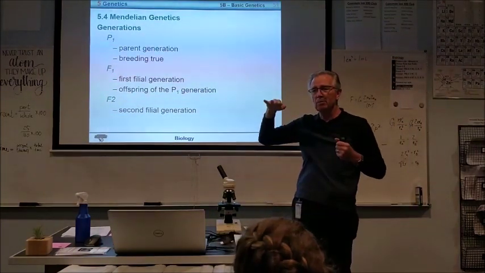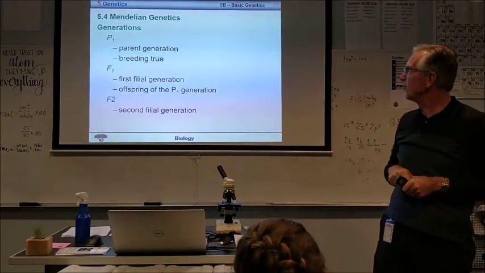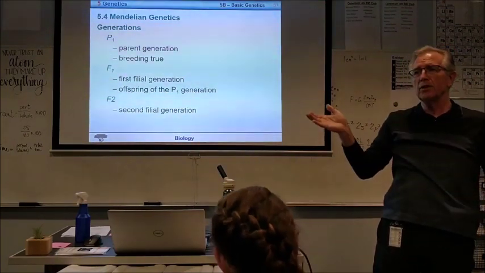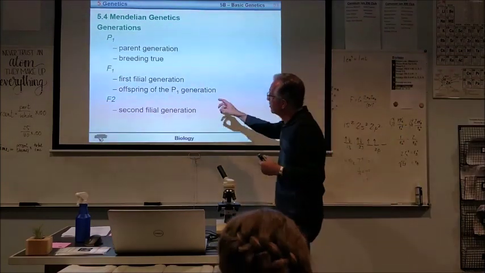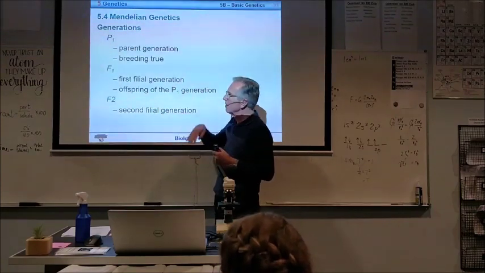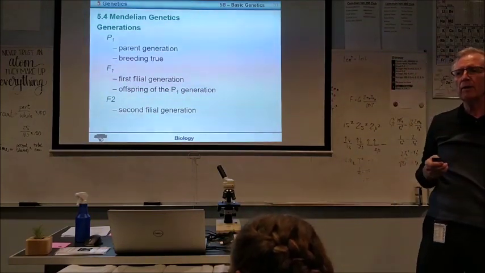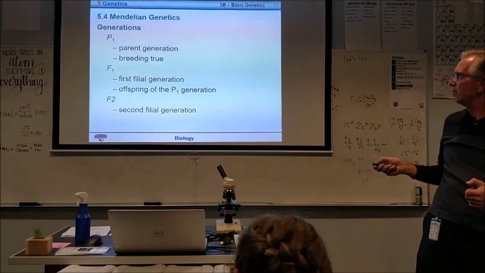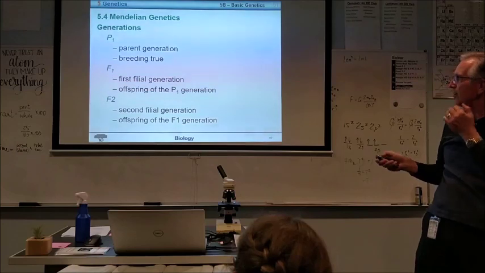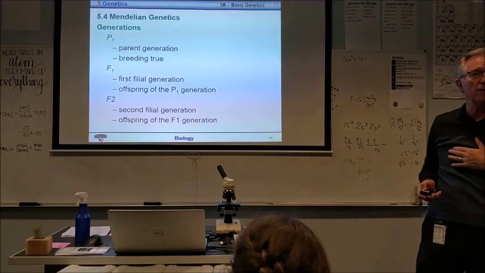They will then have offspring, and the next generation is called the F1 generation, which stands for first filial generation. Filial is like the children. And then when that generation crosses or mates, their offspring become the F2 generation. So we have P1, F1, and F2. That 2 is supposed to be a subscript, sorry about that. So these are the offspring of that generation, and these are the offspring of that generation.